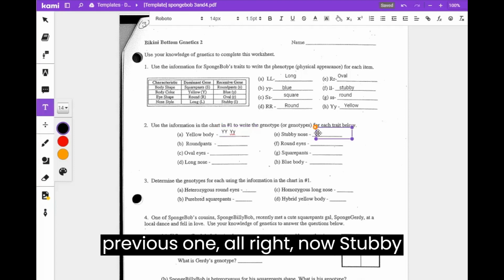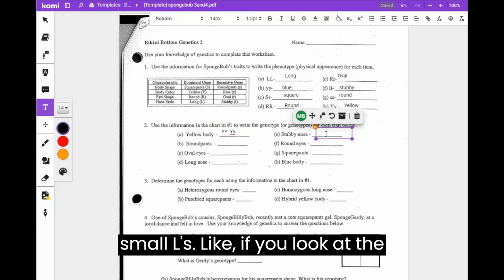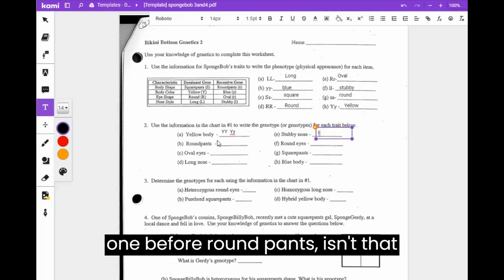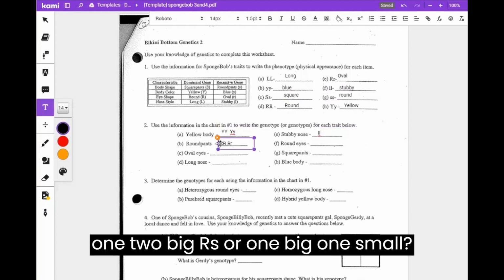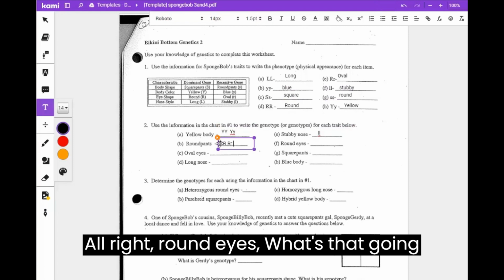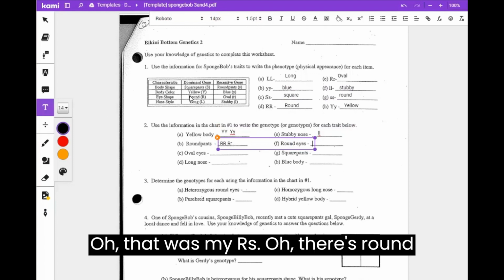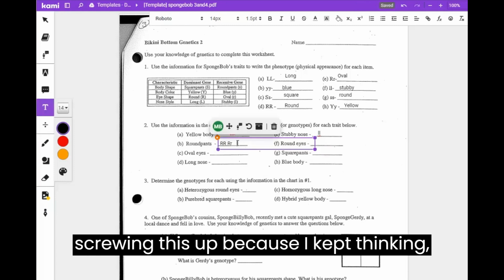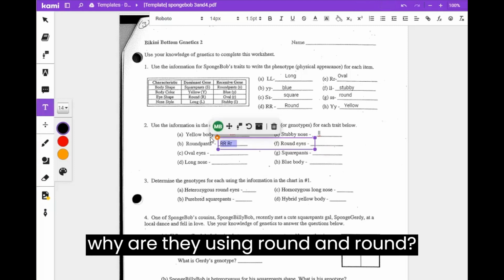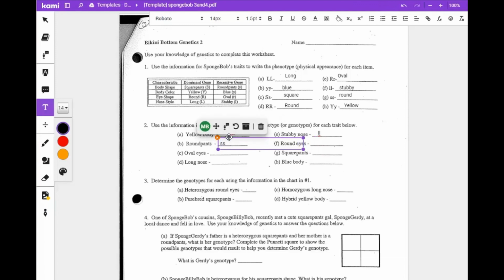Now, stubby nose. You had a stubby nose, we said stubby, so it's two small L's. If you looked at the one before, round pants, isn't that two big R's or one big, one small? Round eyes, what's that going to be? Oh, that was my S's. There's round pants. I keep screwing this up because I kept thinking, why are they using round and round? So this one's going to be two small S's for that one.